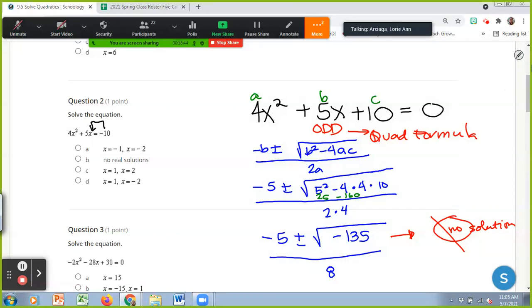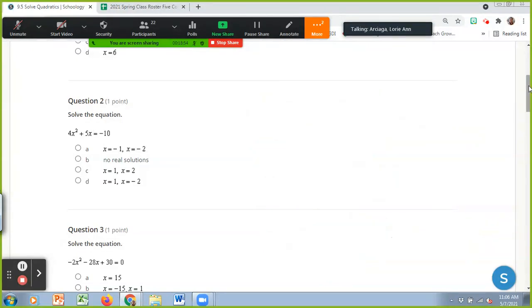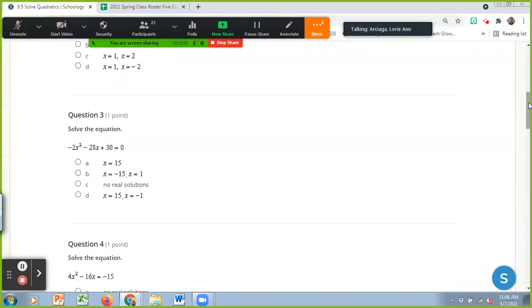Capture that one before I erase it. So for number 2, no solution because the value under the radical sign is negative. Okay, let's move on to the third one. Ooh, look at that. Look at the numbers.